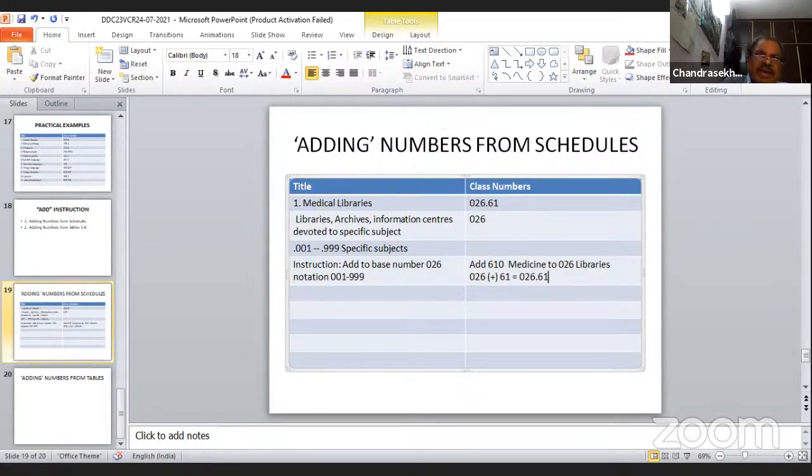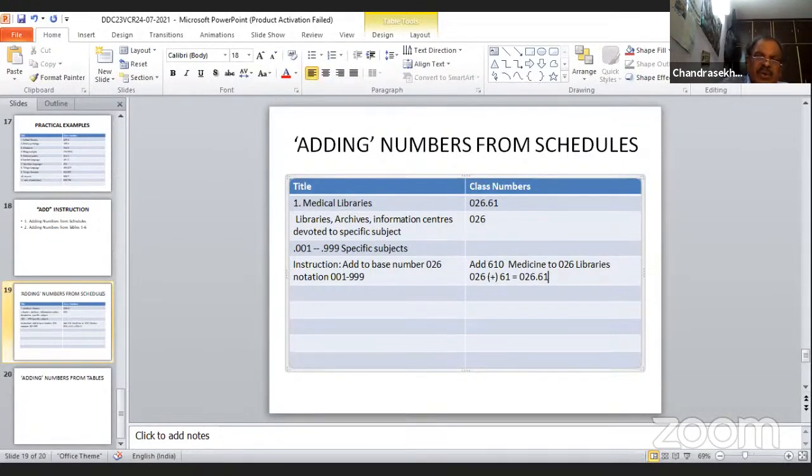He has assigned one number, 026, for libraries, archives, and information centers devoted to specific subject areas. This is very important. This generally comes in examinations. 026 he has assigned for specific subject area libraries, and he asked us to add the number for that particular subject area of the library.